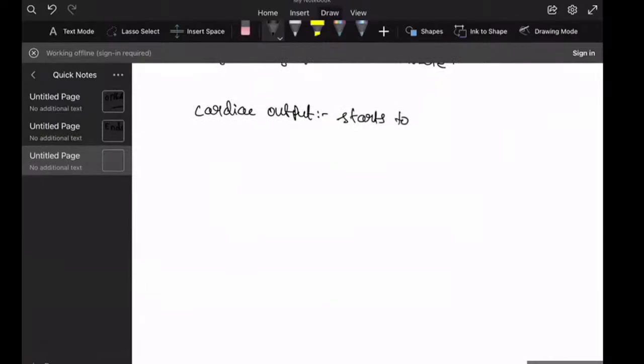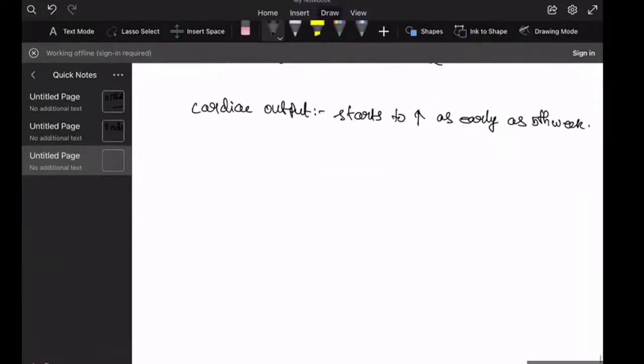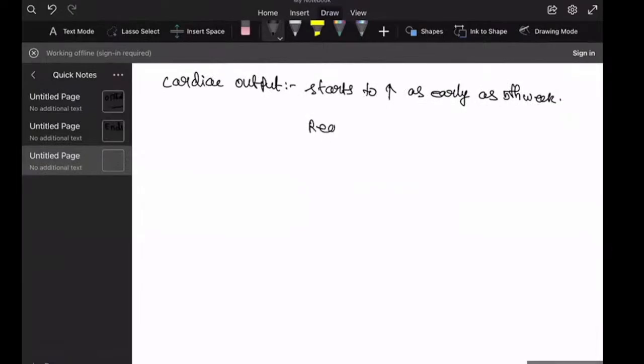It starts to increase as early as the 5th week, and it reaches peak at 32nd to 34th week. This duration is important. They can ask you which week the cardiac output reaches maximum in a pregnancy. So please remember the numbers.